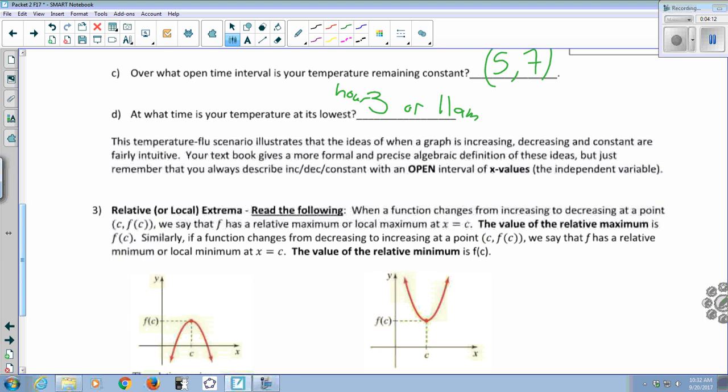So this temperature flu scenario illustrates that the ideas of when a graph is increasing, decreasing, and constant are fairly intuitive. Your textbook gives a more formal and precise algebraic definition of these ideas, but just remember that you always describe increasing, decreasing, and constant with an open interval of x values. You don't include the endpoints.